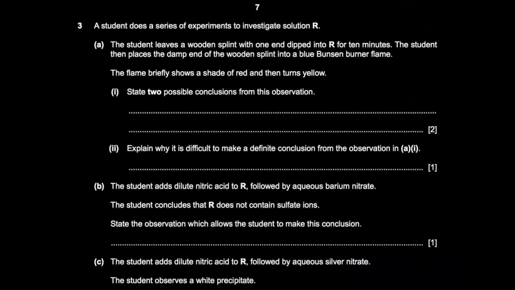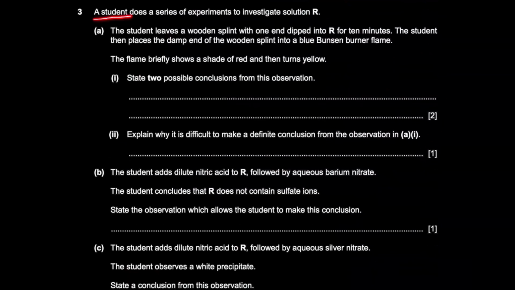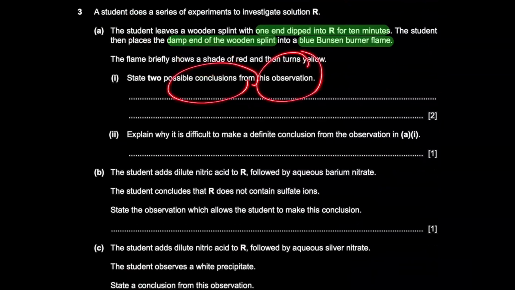A student does a series of experiments to investigate solution R. The student leaves a wooden splint with one end dipped into R for 10 minutes. The student then places the damp end of the wooden splint into a blue Bunsen flame. So he's doing a flame test. The flame briefly shows a shade of red and then turns yellow. State two possible conclusions from this observation. We're doing a flame test. We have a red flame and a yellow flame.